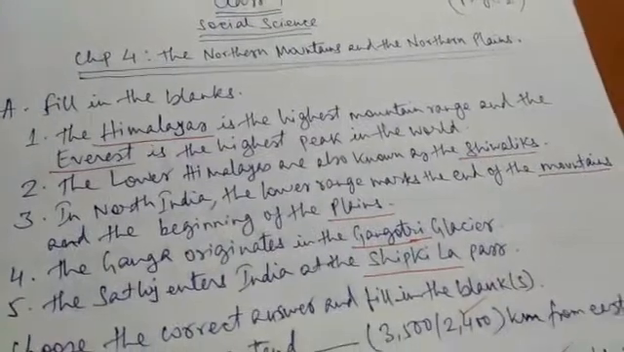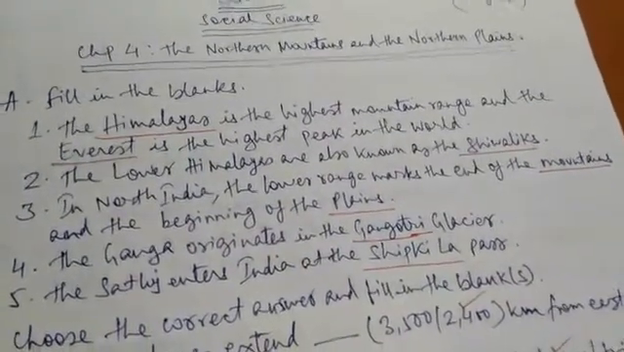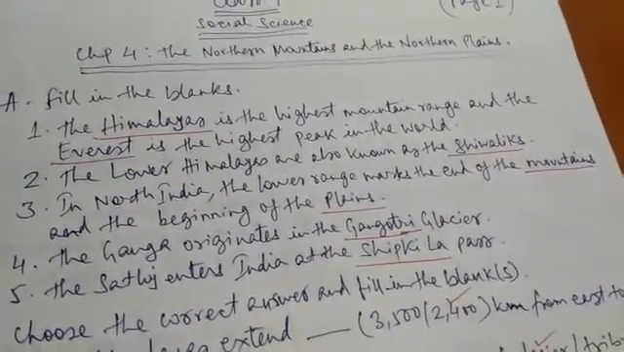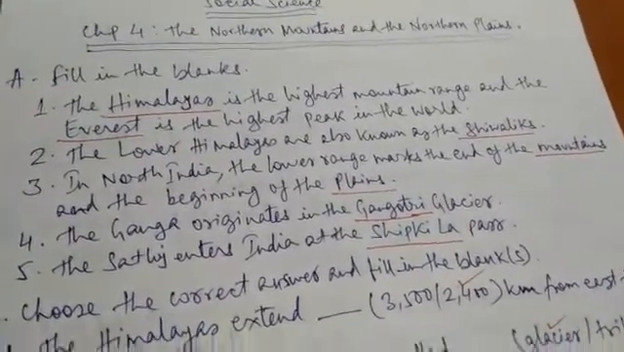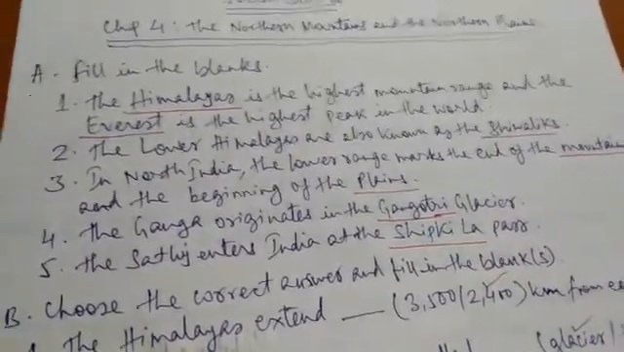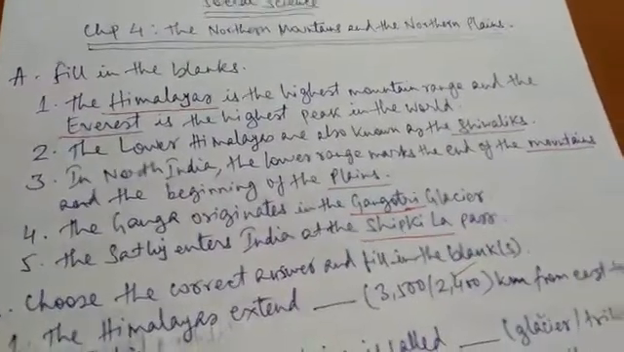Question number 2. The lower Himalayas are also known as the Shivaliks. Question number 3. In North India, the lower range marks the end of the mountains and the beginning of the plains. Question number 4. The Ganga originates in the Gangotri glacier. Question number 5. The Satluj enters India at the Shipkila Pass.